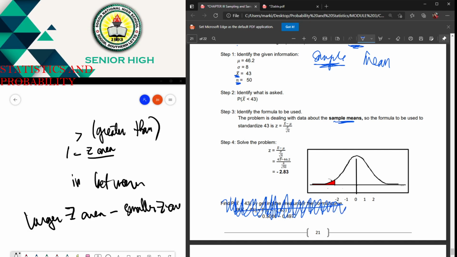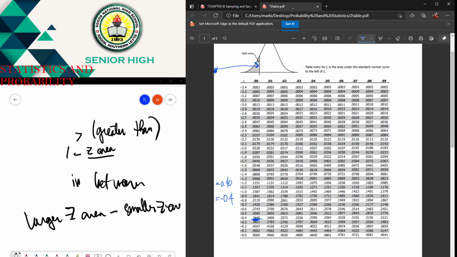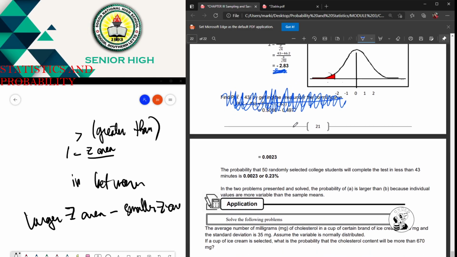So after substitution, you look for the value of negative 2.83. Negative 2.8, this one. Then we are looking for negative 2.83, so negative 2.8, then here. So where do they meet? 0.0023. Let's check. Yes, that is 0.0023.